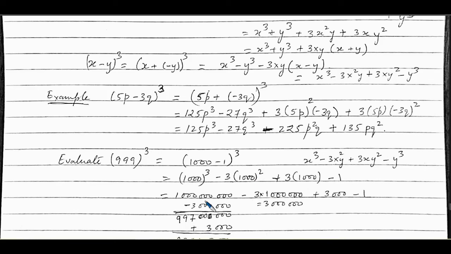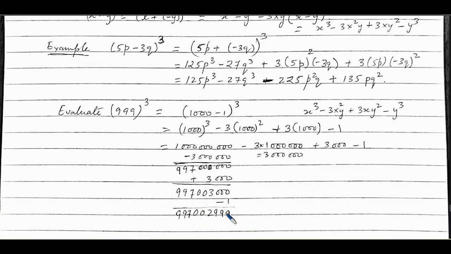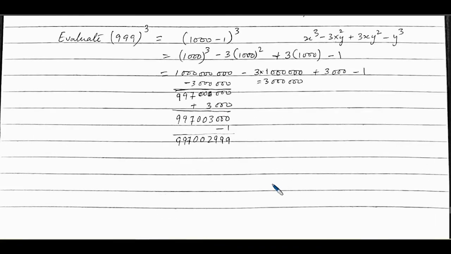So if you do this, and now you straight away write how many zeros? 9 zeros. Then here 3, 2, 6 zeros. Then this. Okay, plus, if this is minus, then plus, you do it. So you didn't have to do 999 into 999 into 999. So this is a shortcut of doing it. This is a trick of doing it.